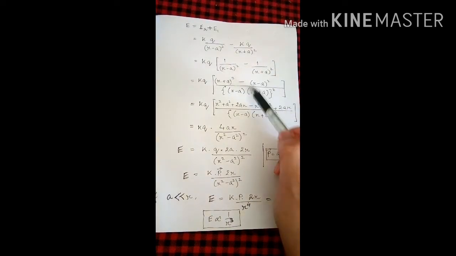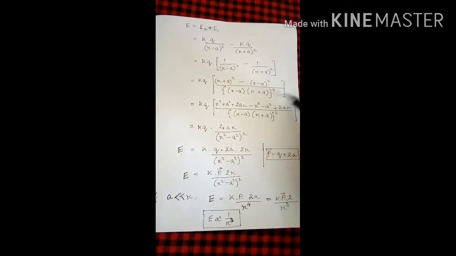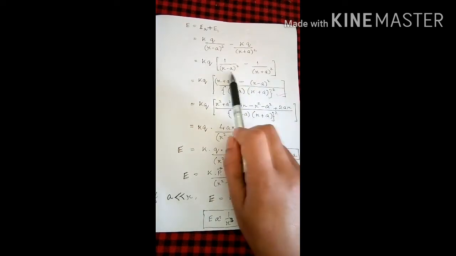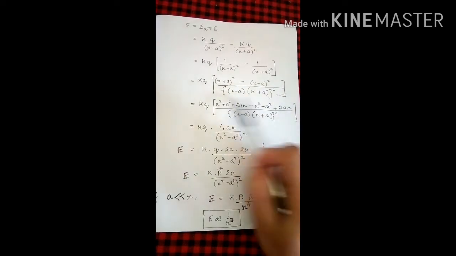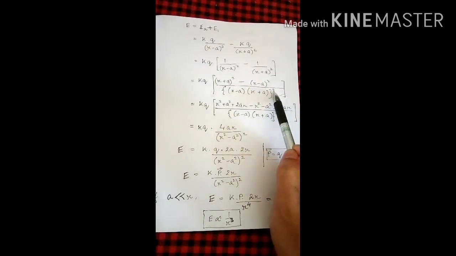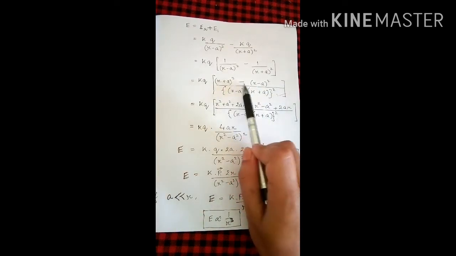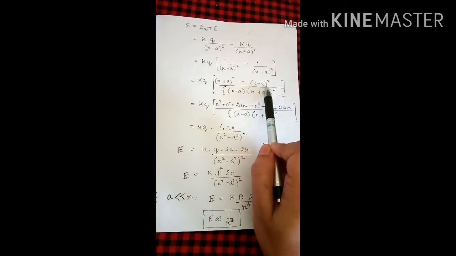If we take LCM for these two terms, then we'll get a formula like this. In the denominator we'll have r minus a, r plus a whole square. I have combined these two, so that's why I have put a curly bracket here, and outside I have written a power 2 for the whole thing. In the numerator we'll have (r plus a) whole square minus (r minus a) whole square.